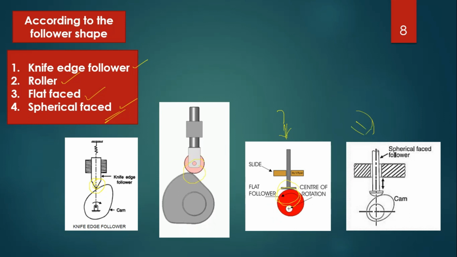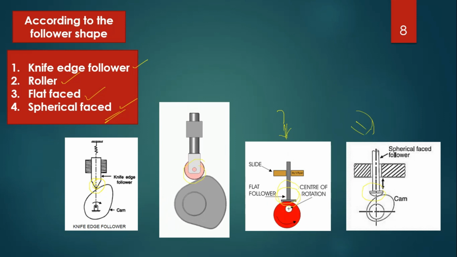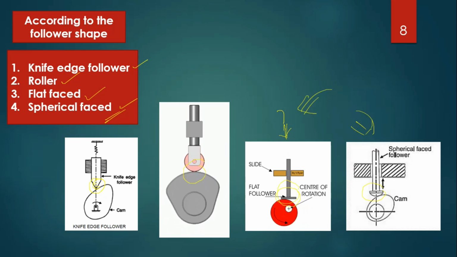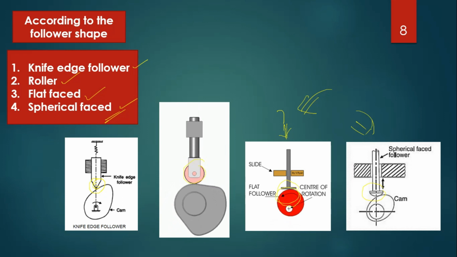Spherical faced follower, the end of the contacting follower seems like a spherical head. Why? You know that in the previous case, the flat faced follower, high surface stresses are there. In order to reduce these high surface stresses, they machined it to the spherical shape, right? So here the surface stresses are reduced, right?